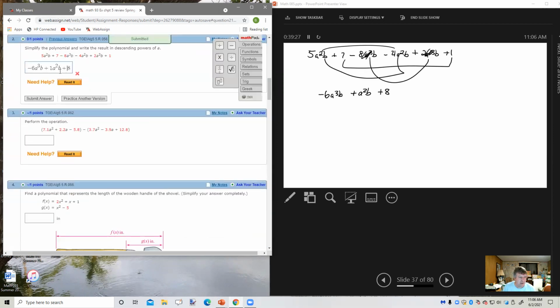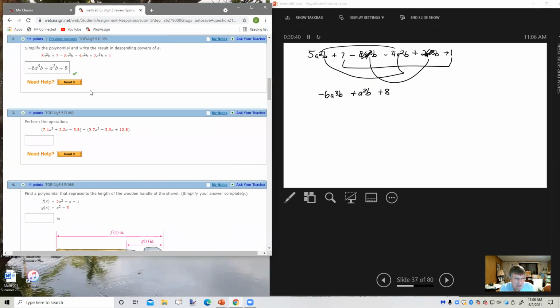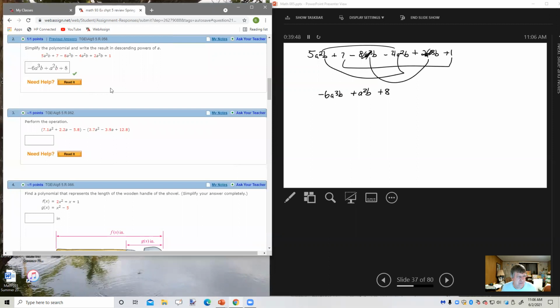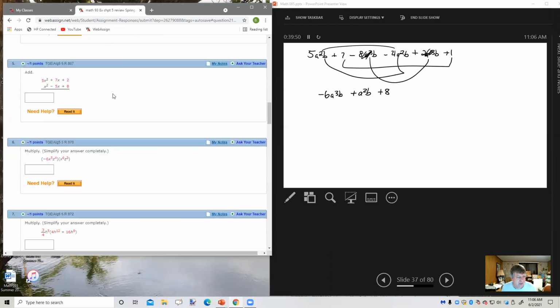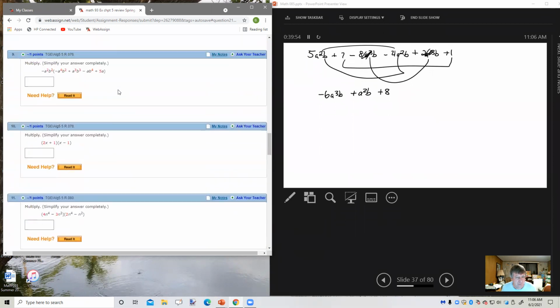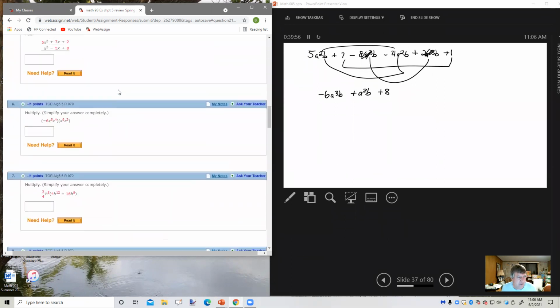Okay, so now we're going to go back and just get rid of that 1. Technically having the 1 there isn't wrong, but it's implied. You don't need it there. WebAssign doesn't accept it. So again, be careful with that. Let me look and see how much time we've got. We'll keep going here.